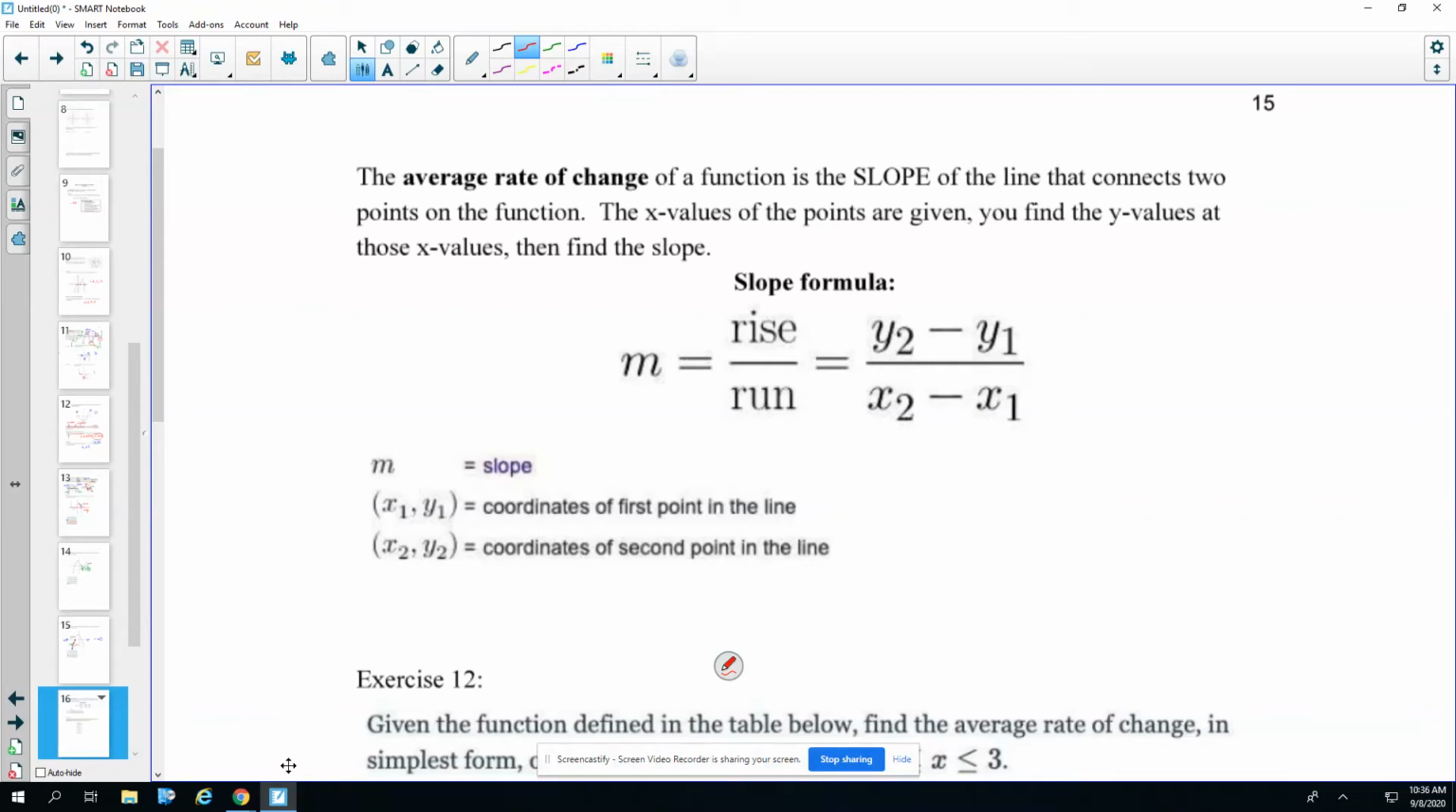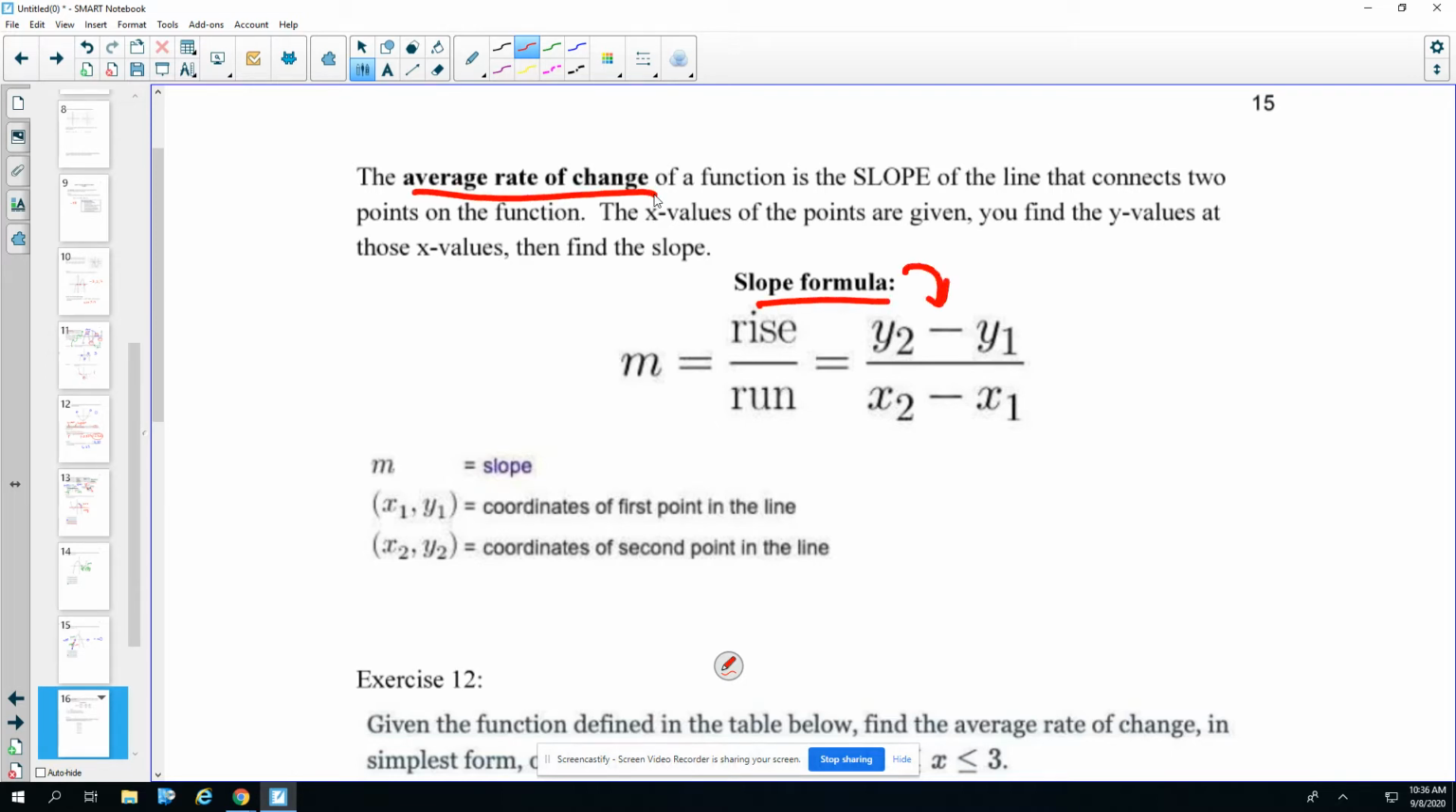So this is our last video for A3, and we're going to be talking about the feature of function called average rate of change. So the average rate of change of a function is the slope of the line that connects 2 points on that function. So basically on the last question, I'm going to talk a little bit more about what it really means. For here, you can just think average rate of change is slope, right?